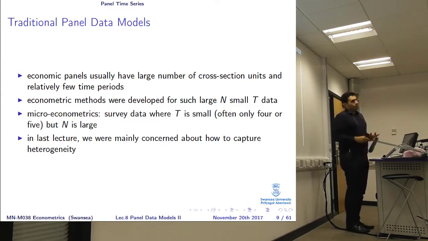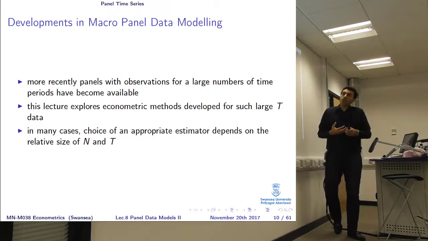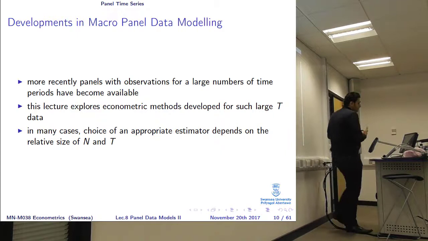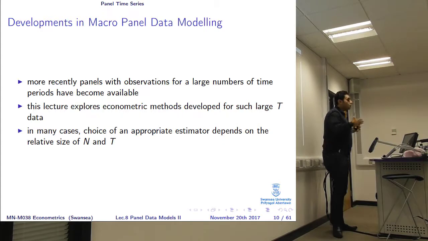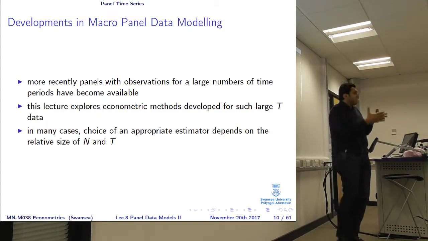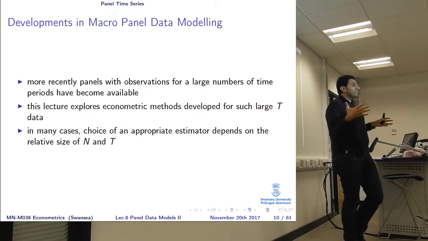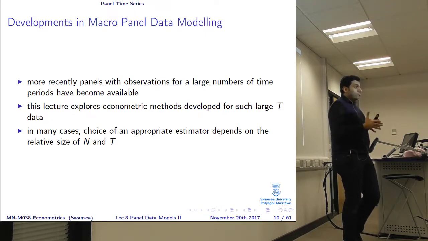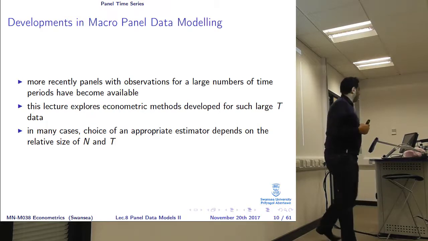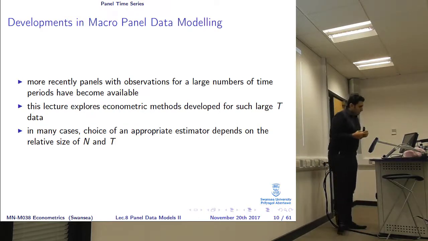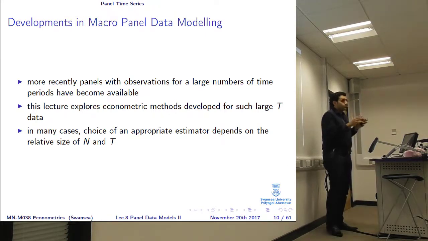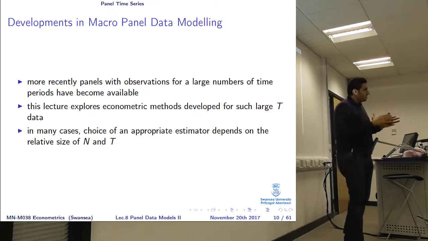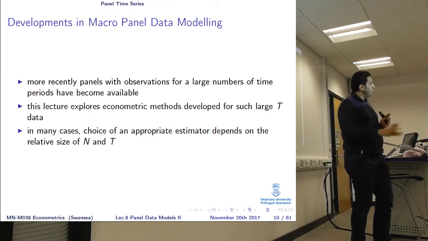But today we're going to think of the other way. What if we have a long T? This is one of the developments in macro panel data modeling, where we have models with a long T. That would be different, because it poses different challenges that you need to take into consideration. So in this lecture, we will focus on panel data. We still have both dimensions N and T, but in this case we have a large T as well.